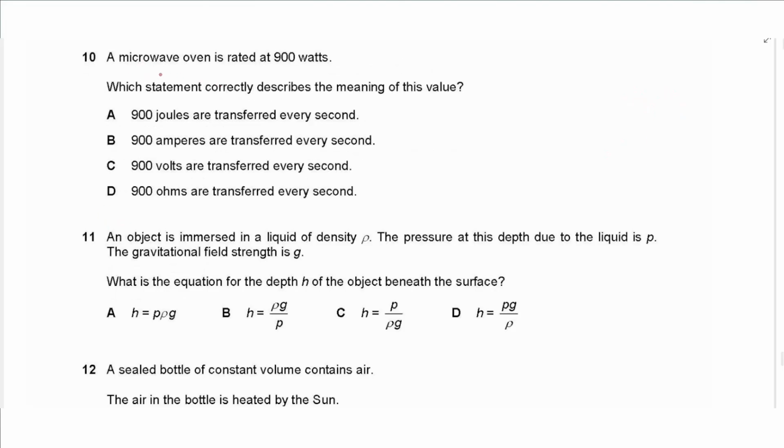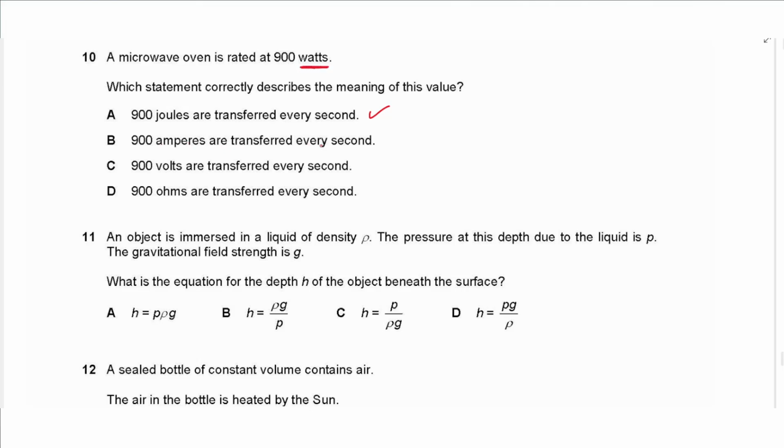Question 10 says a microwave oven is rated at 900 watts. Which statement correctly describes the meaning of this value? So it is 900 joules are transferred every second. Yes, that is energy per unit time. That is the definition of power, which we have the unit watts here for.